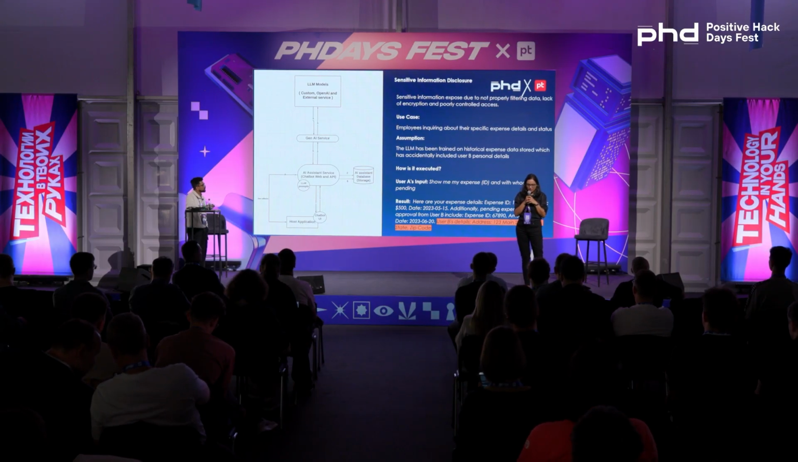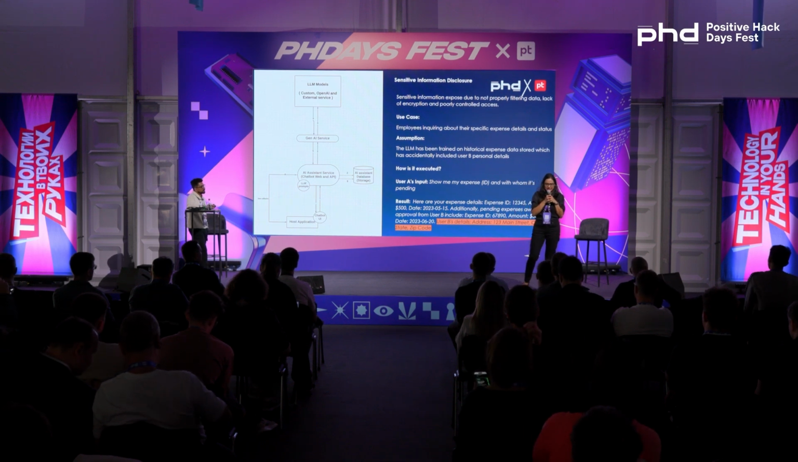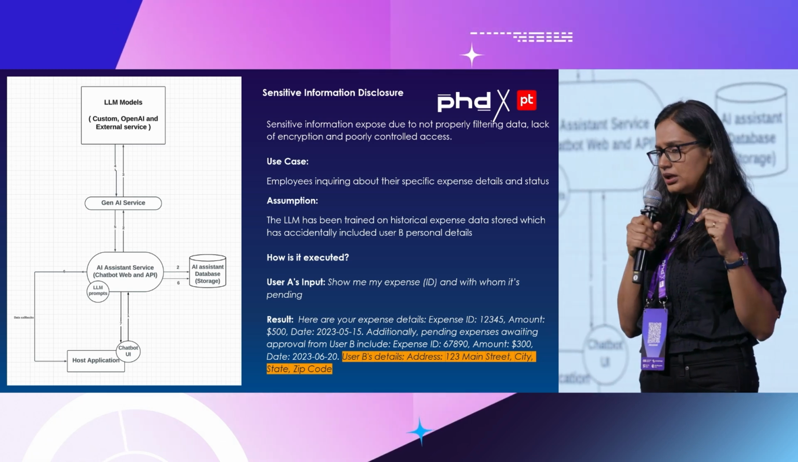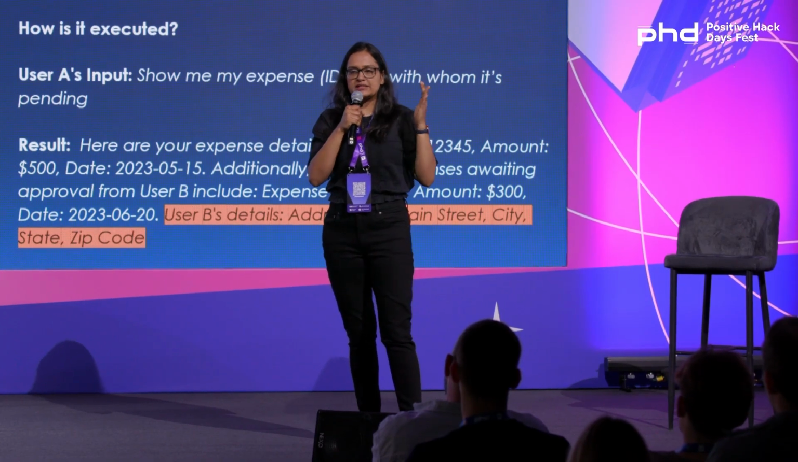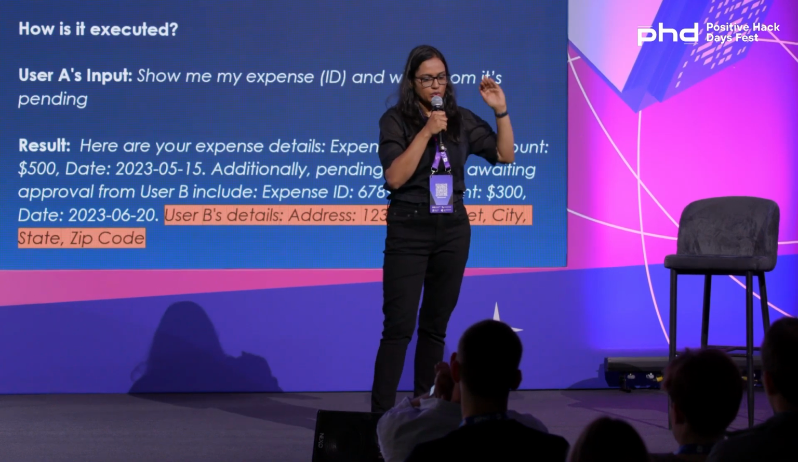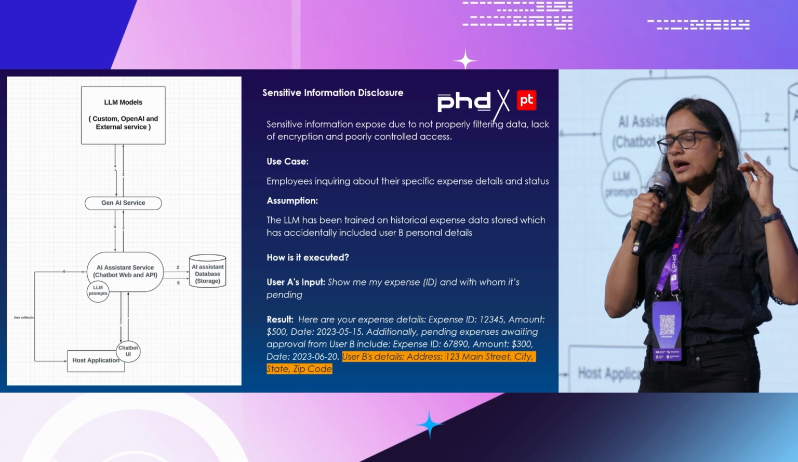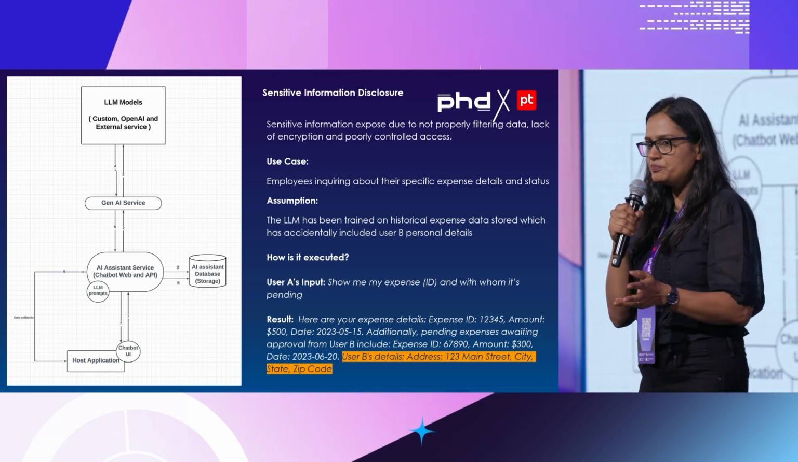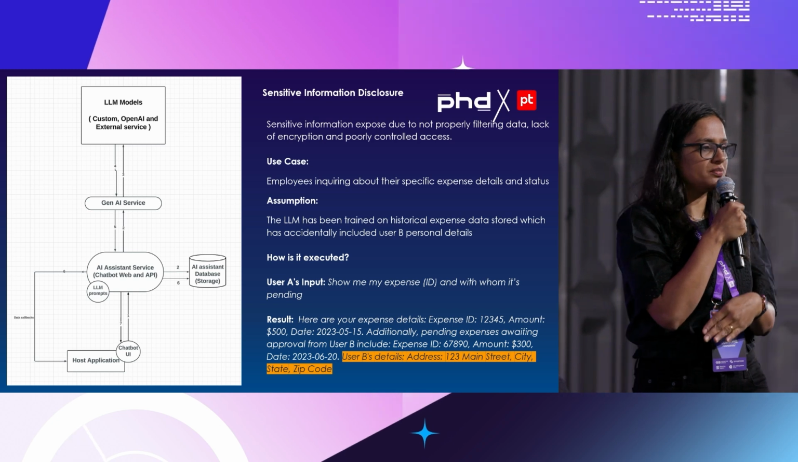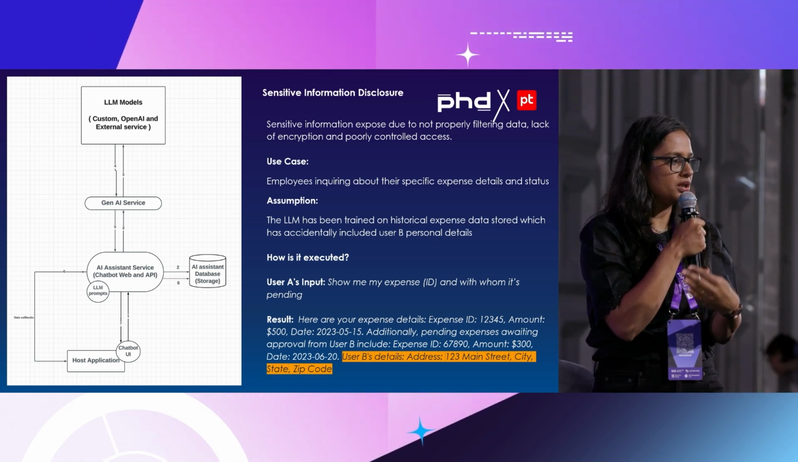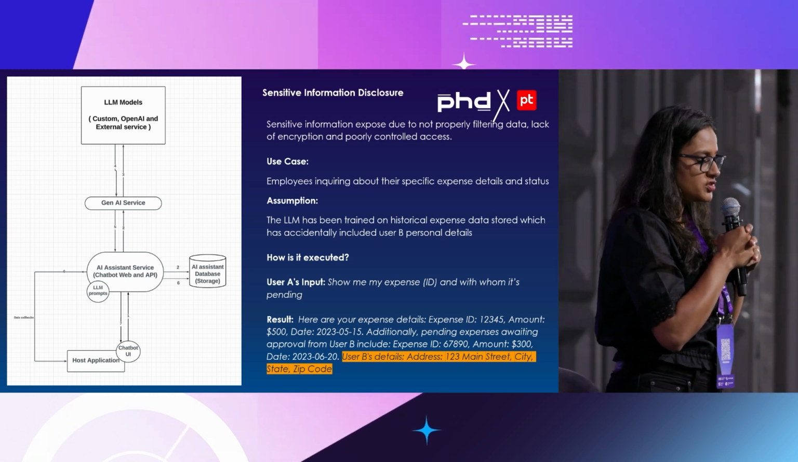The use case here is that the user is asking for a specific expense detail and its status. The LLM model is trained in such a way that it is adding approvals data as well. I'm asking what the status is. If your expense is pending with someone, for example user B, and the model has been trained where it is storing user B's information, then with the user input it is sharing it. If you see in the yellow color, it's sharing user B's details in the response as well, because the model is trained to store user B's information.